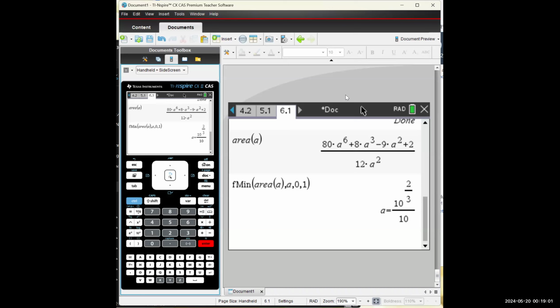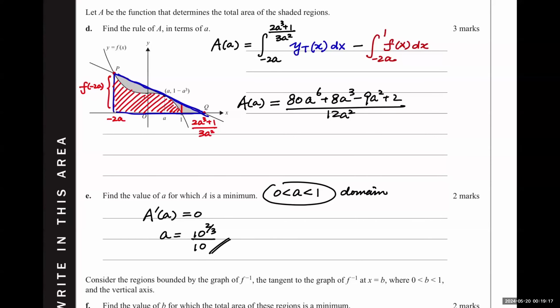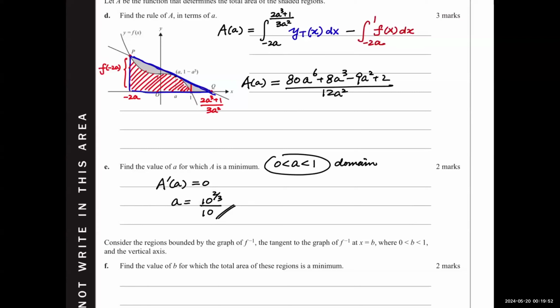And let's come back to the writing space and look at the last two parts. Feels like this was a long exam from experience. It was a 2 marks question, and I would say use F minimum over this domain, okay? Right.